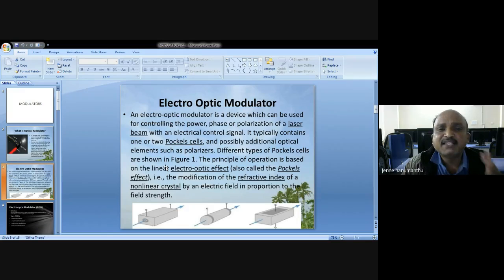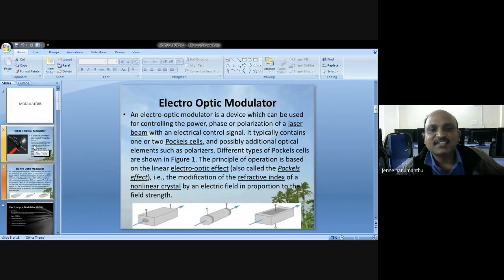So these are all the three basic optical modulators, which are used in industrial instrumentation sites, or any process instrumentation sites. Wherever it is required, we can use all these modulators. Okay, we'll see one by one the meaning of these. The first one is the electro-optic modulator. So what is an electro-optic modulator? An electro-optic modulator is a device which can be used for controlling the power, phase, or polarization of a laser beam with an electrical control signal.